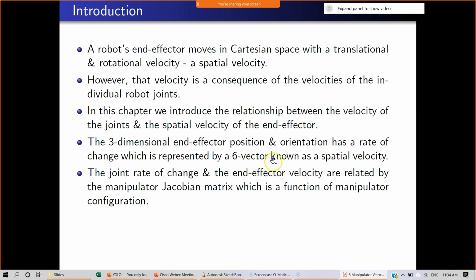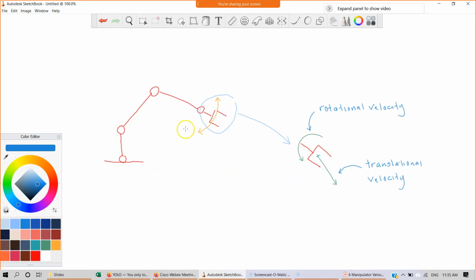Why is it a 6 vector? Because it has 6 components. For the spatial velocity, we will use the symbol nu. It's a Greek symbol called nu. It doesn't matter, but this is the spatial velocity nu. It has 6 components.